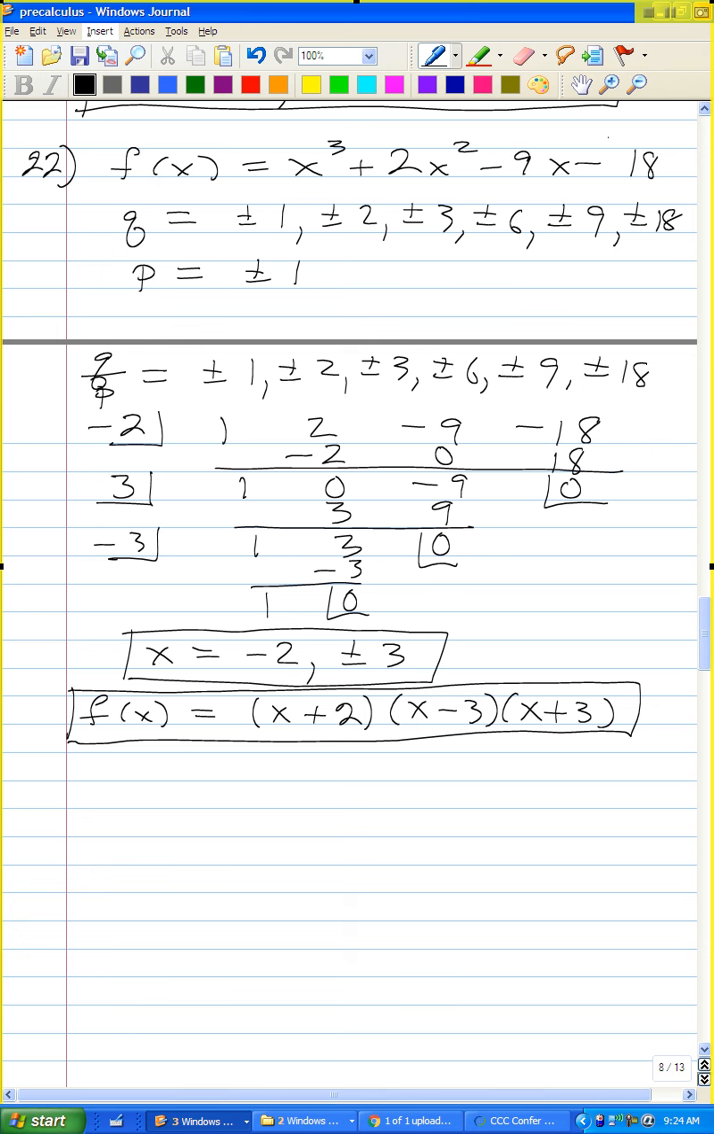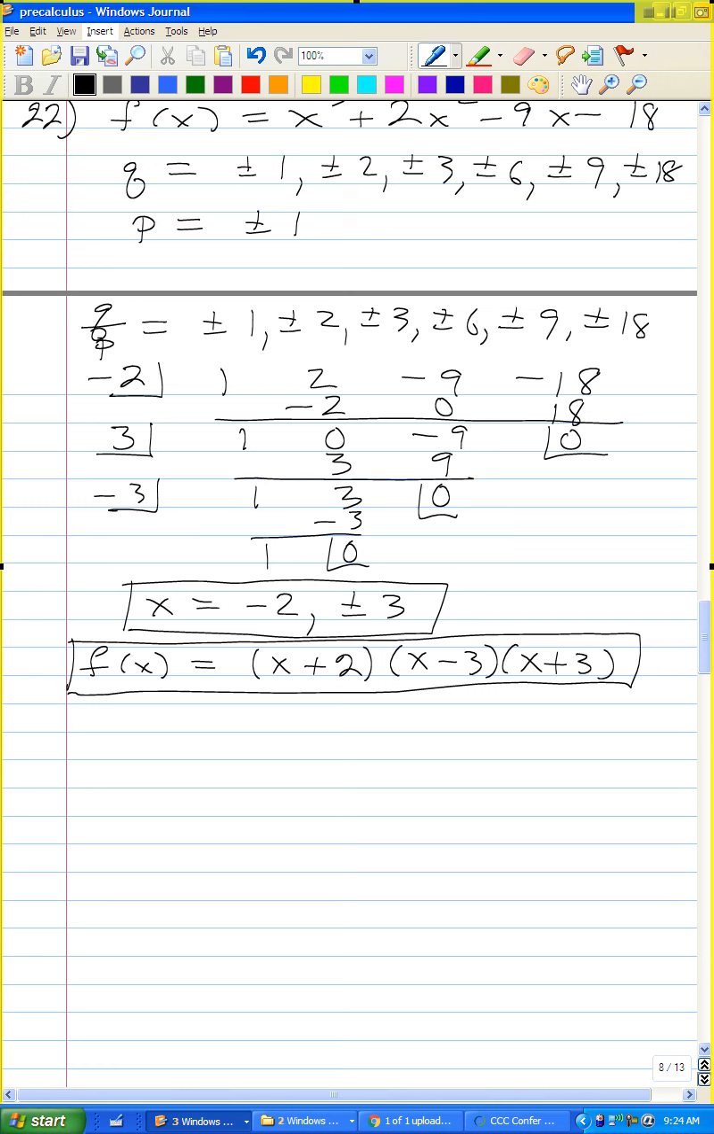Any questions about that? Oh, these are the roots. It said find all the zeros. So these are the zeros of your function. So x equaling -2 and plus or minus 3 are the zeros of your polynomial function. Okay. Let's do problem number 23.